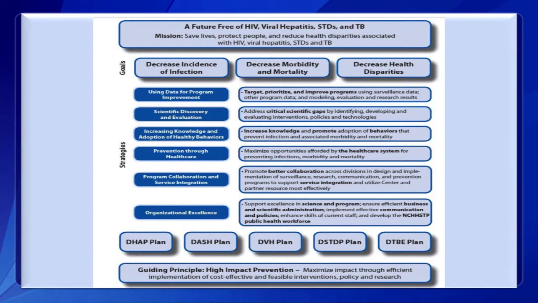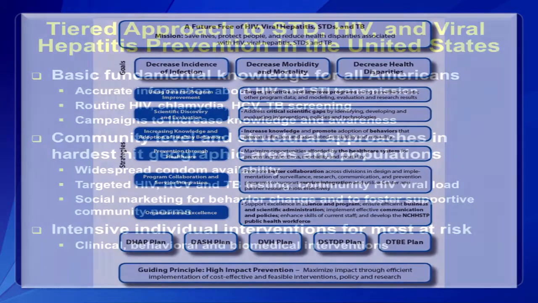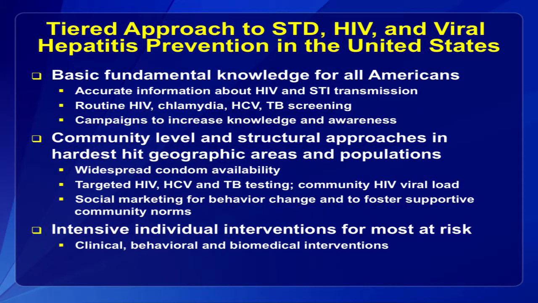Here's the goal. 1 is to decrease incidence of HIV, decrease incidence of infection, decrease morbidity and mortality, and decrease health disparities. It's a multi-tiered approach. Basic fundamental knowledge for all Americans, accurate information about HIV and sexually transmitted infections, for example. There's also community level and structural approaches in hardest hit geographic areas and populations, so widespread condom availability, social marketing for behavior change to foster supportive community norms, and then finally intensive individual interventions for those most at risk.